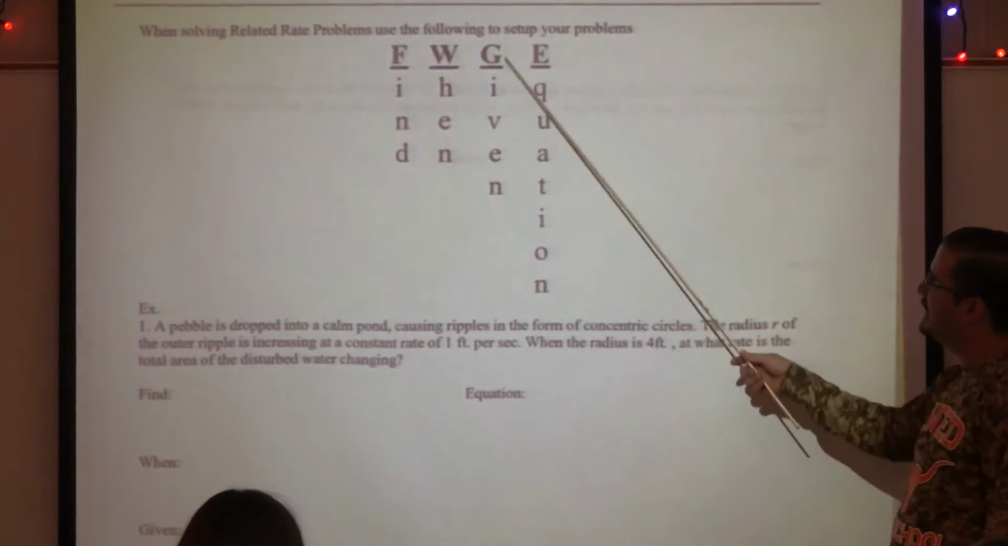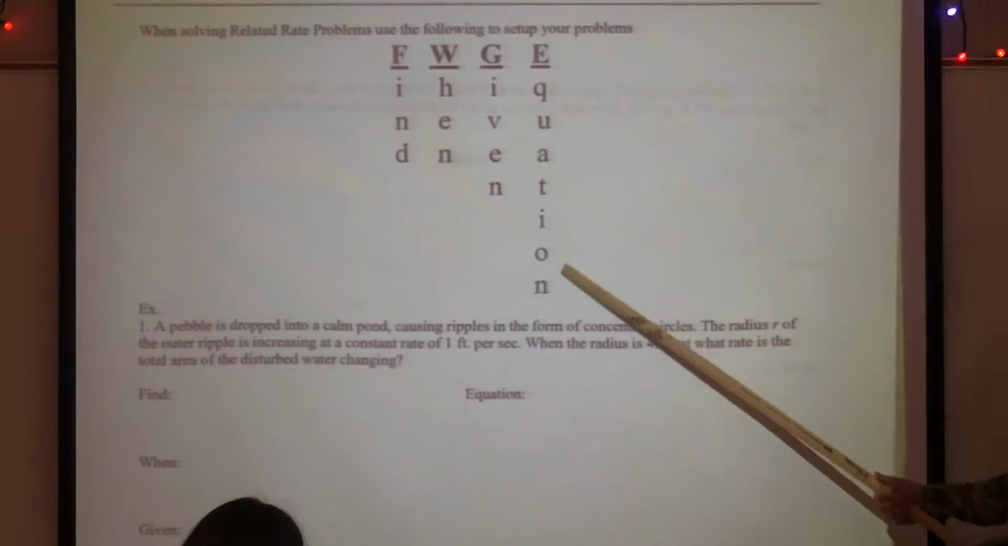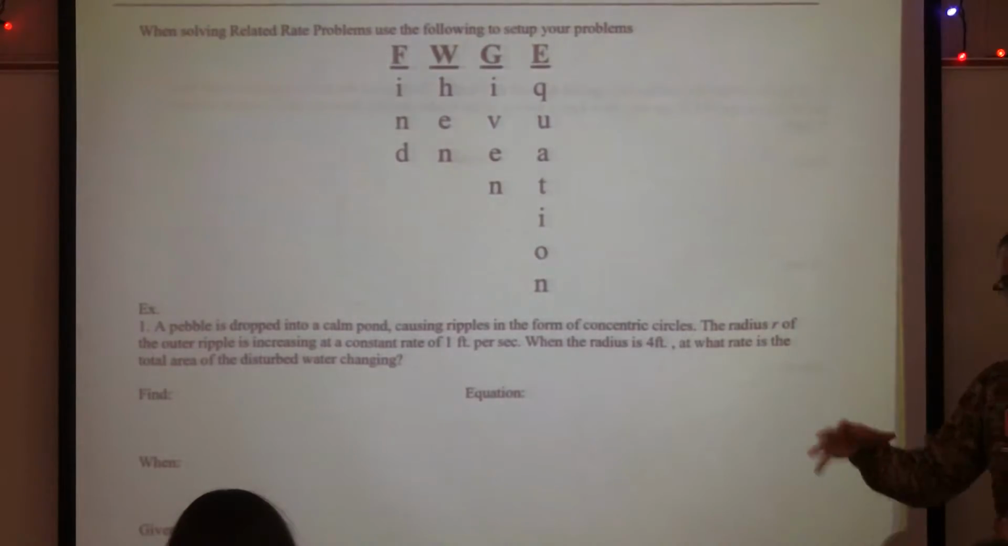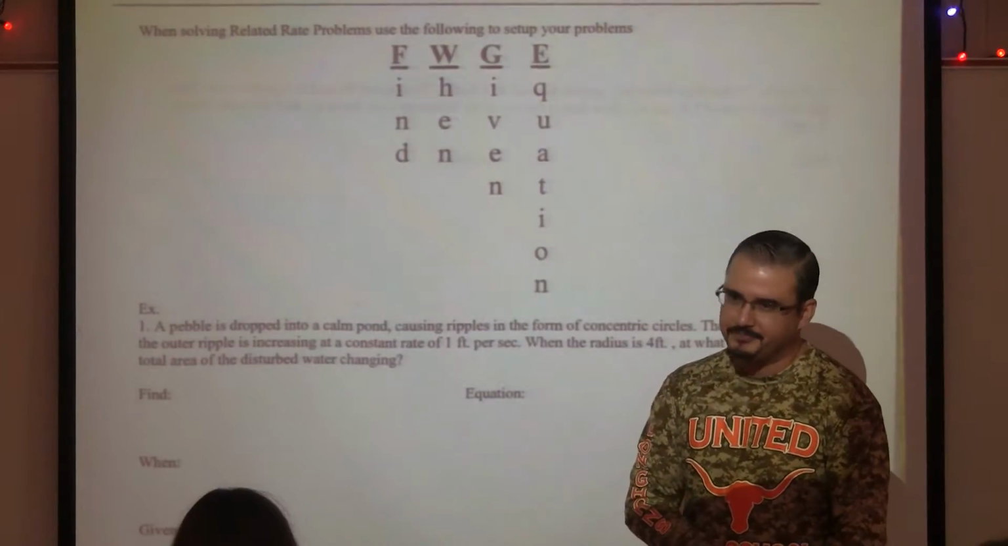Then given, well, what are they giving me? And the last thing is you need to find an equation or several equations that relate to the variables that you're working with or you're trying to solve for.